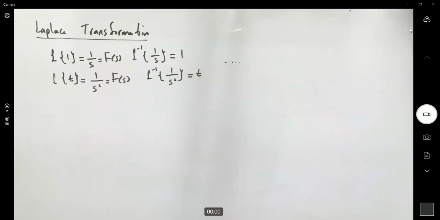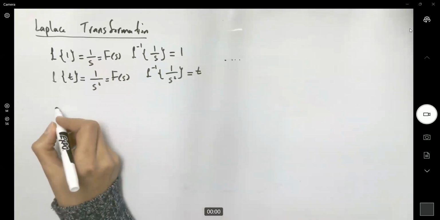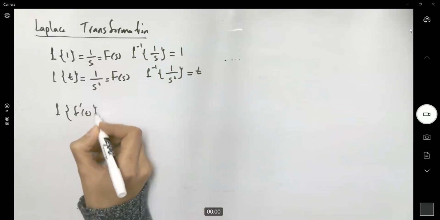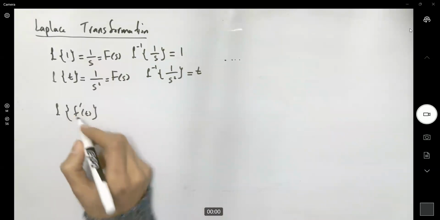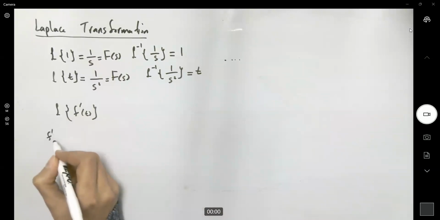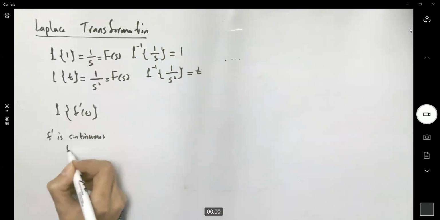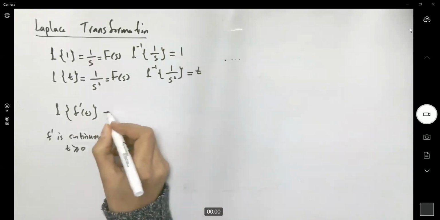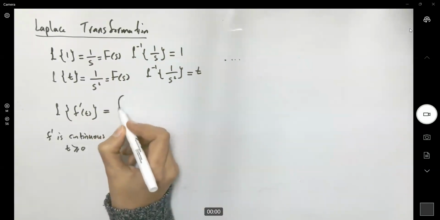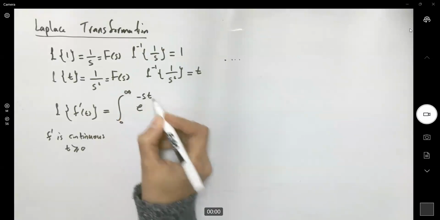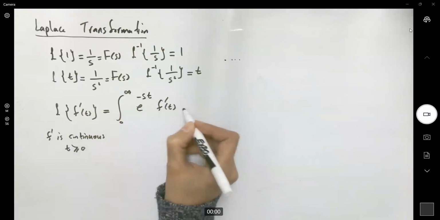their inverses. Now I expect you to ask, what if I want to find the Laplace of the derivative of a function? If we assume that f prime is continuous when t is larger than or equal to 0, using the definition of Laplace, it is equal to the integral 0 to infinity e to the power negative st f prime of t dt.